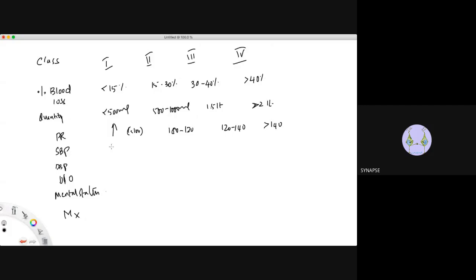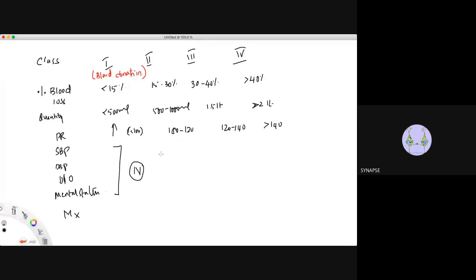Hence your SBP, DBP, and urine output, almost everything will remain normal. The best way to remember this would be blood donation. Have you donated blood sometime? They're going to remove around 300 to 400 ml of your blood, which is less than 500, so it is nothing but class 1. But it doesn't mean you're going to go into hypotension. Your pulse rate, SBP, DBP, everything will remain normal. This is an example of class 1 hypovolemic shock.